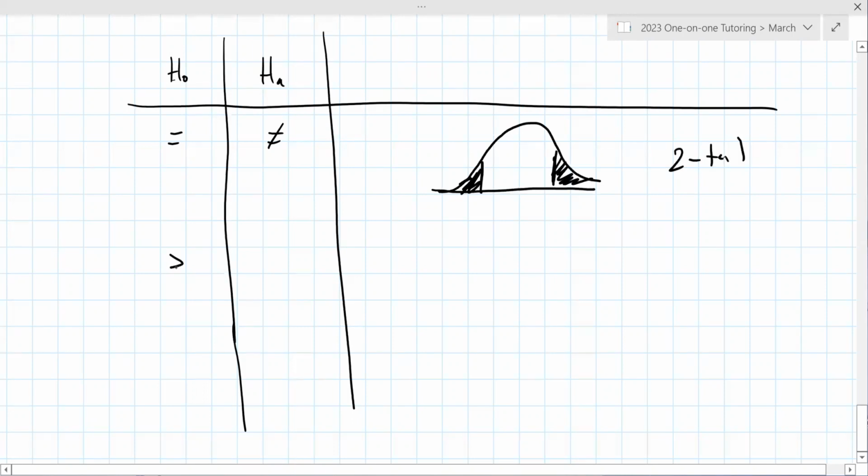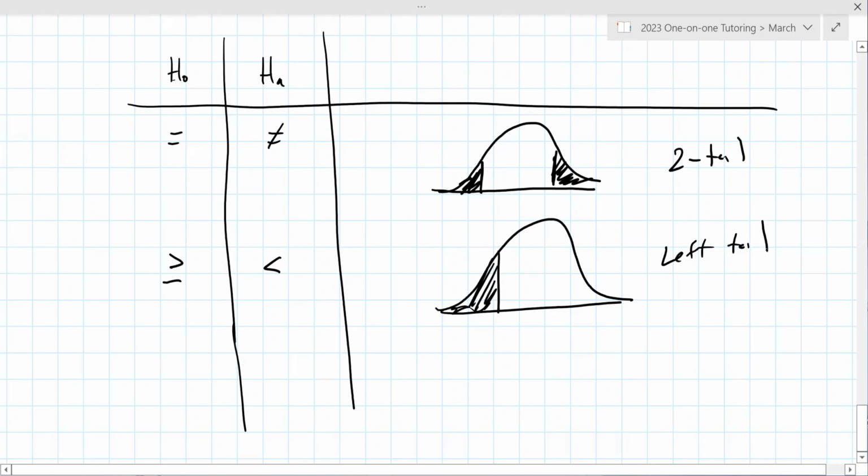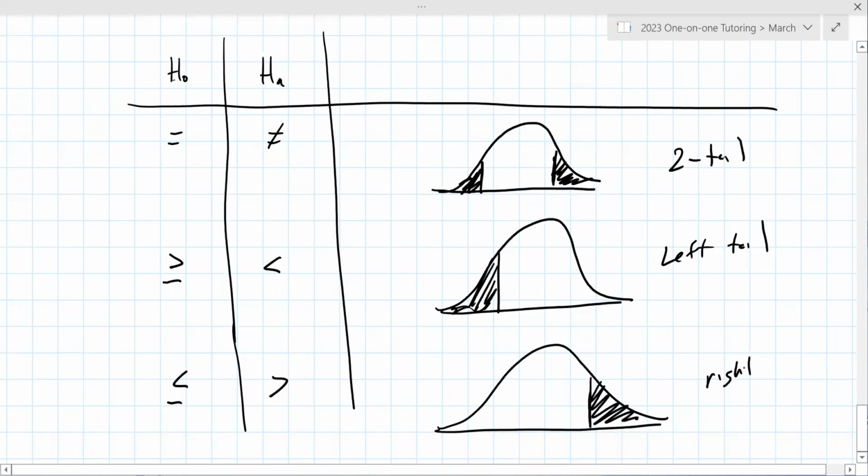Yeah. If it's greater than or equal to and the alternative is less than, this is what is called a left tail, or one tail, but it's a left tail. Notice it's in the direction of the alternative. And then if it's less than or equal to and the alternative is greater than, it's right tail.